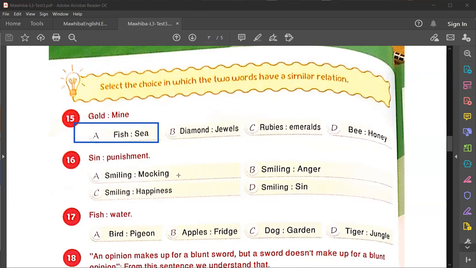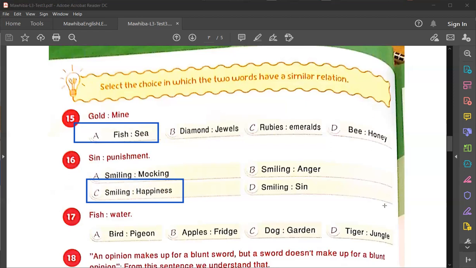Fish in sea. Okay, now number 16. Okay, I want to find a similar relation. Number 16. Yes, you are intelligent and you have a good job, Al-Hassan. Right, good. It is C, right? Smiling and happiness. Right. Okay, now number 17, fish water.